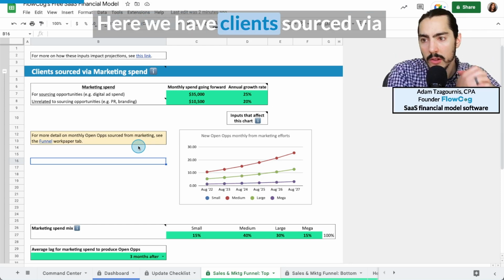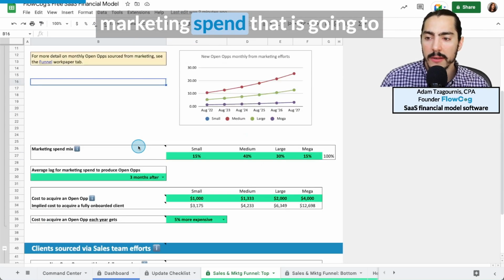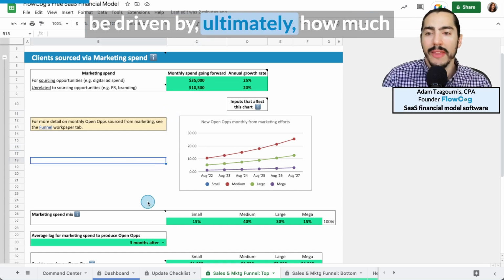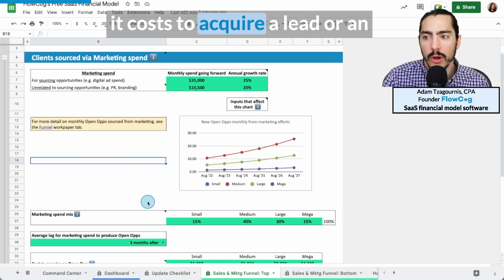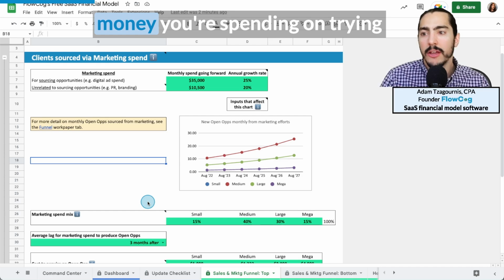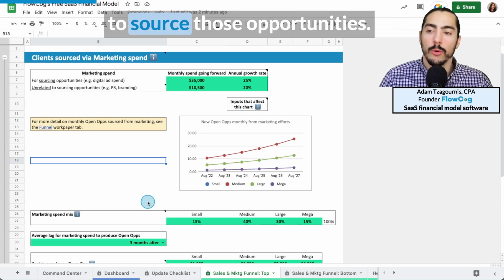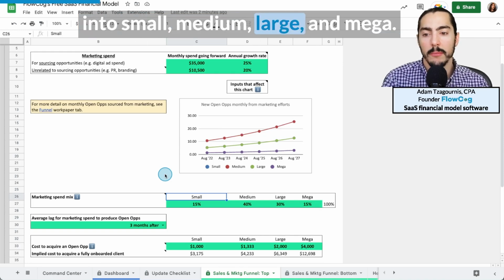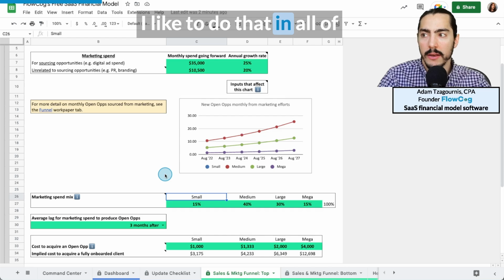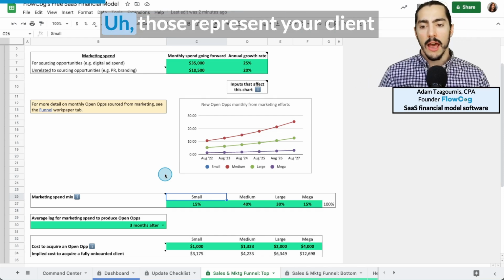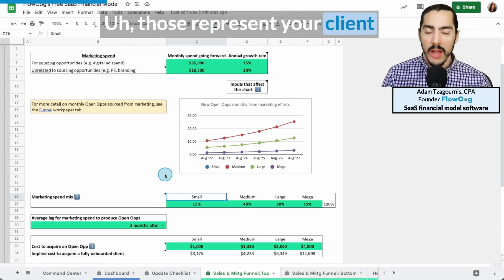Here we have clients sourced via marketing spend. That is going to be driven by ultimately how much it costs to acquire a lead or an opportunity and how much total money you're spending on trying to source those opportunities. A lot of these inputs are split out into small, medium, large, and mega. I like to do that in all of the models that I build. I think that's an important thing to do. Those represent your client segments.